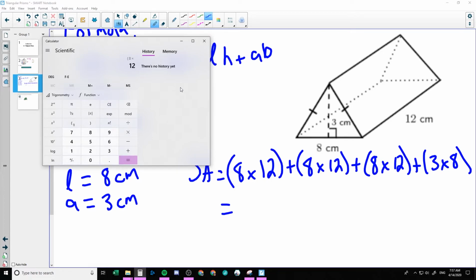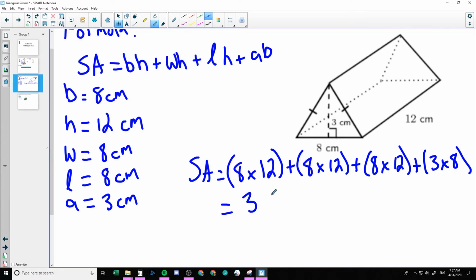So 8 times 12 plus 8 times 12 plus 8 times 12 plus, and the last one is 3 times 8. And that gives us a surface area of 312 centimeters squared. Okay, that's our surface area for this triangular prism.